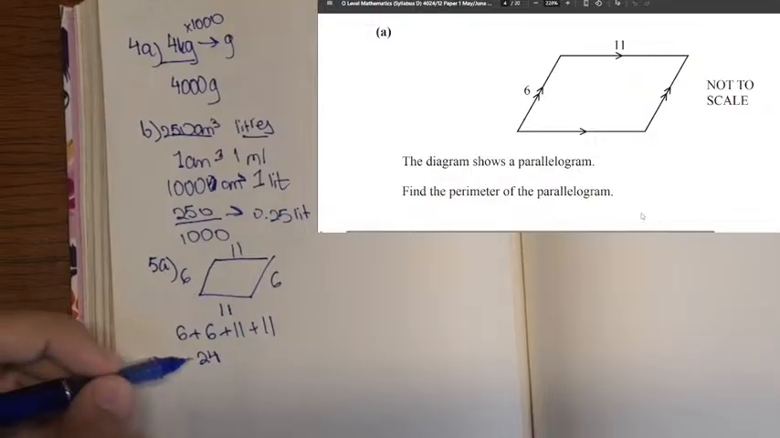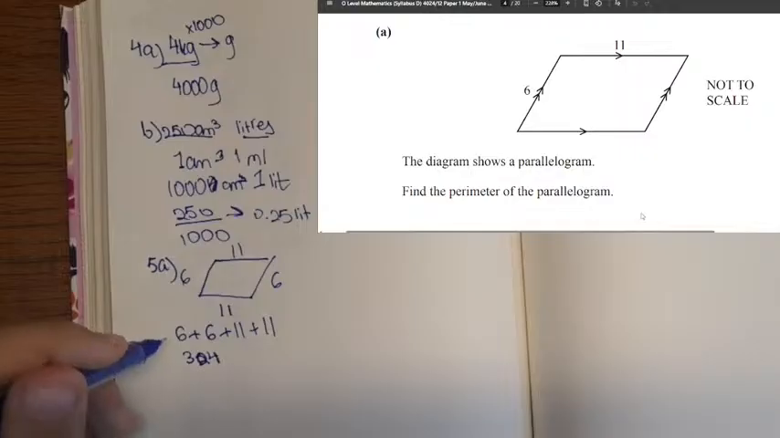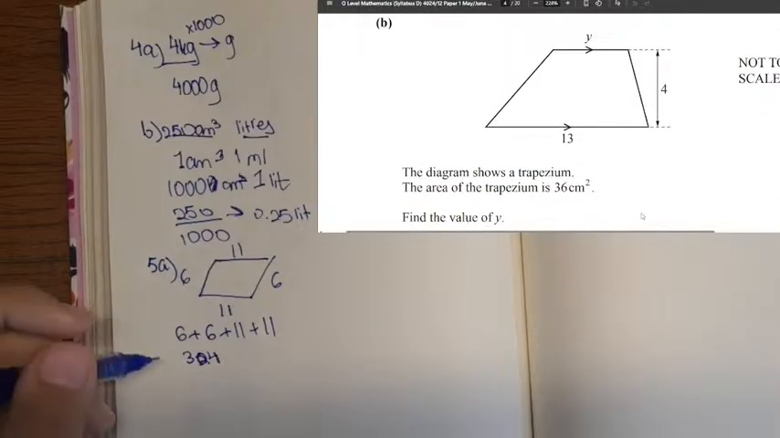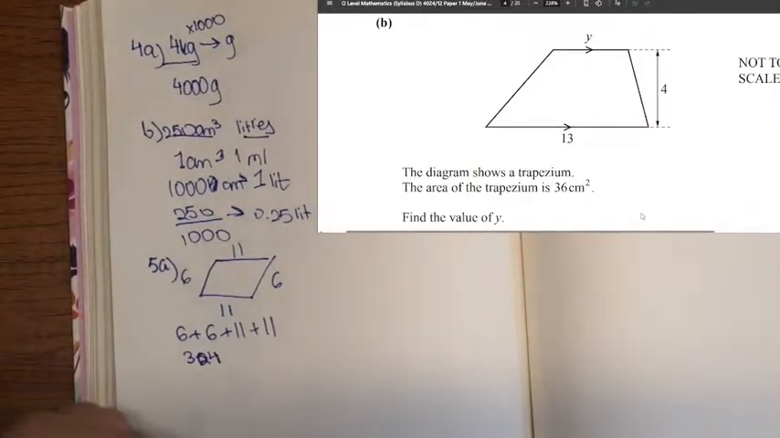My basic math is just 34. Yes, 34. So now let's move on. The next question we have is that we're given a trapezium and we need to find the value of y, where y is one of the parallel sides of that trapezium.